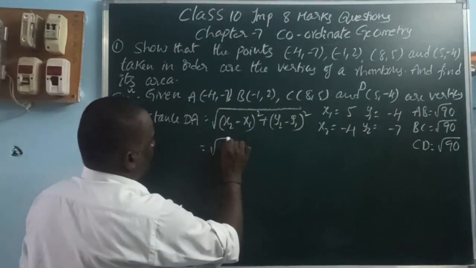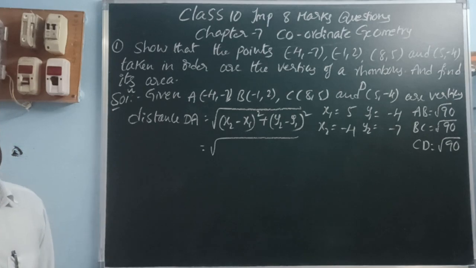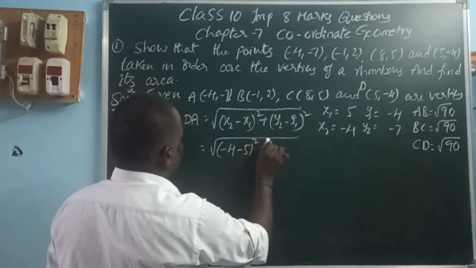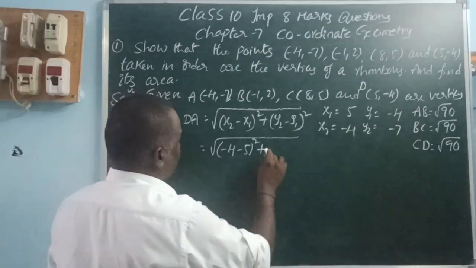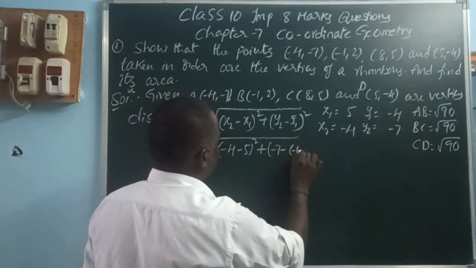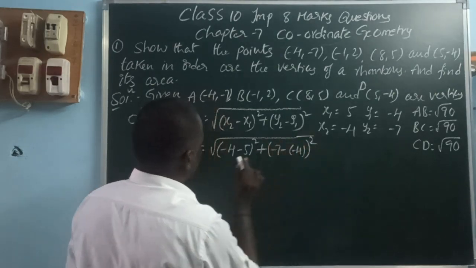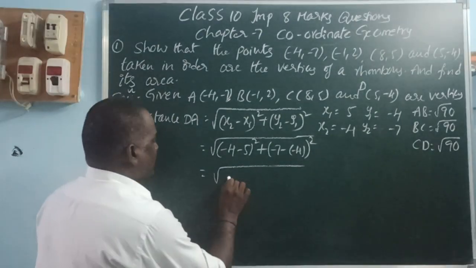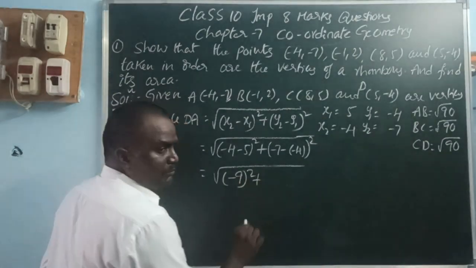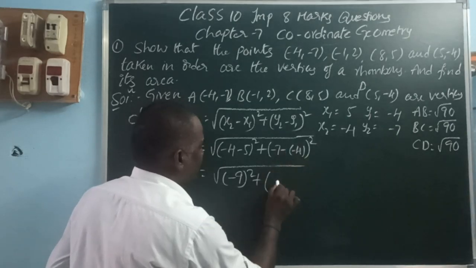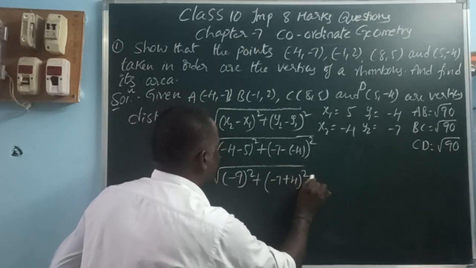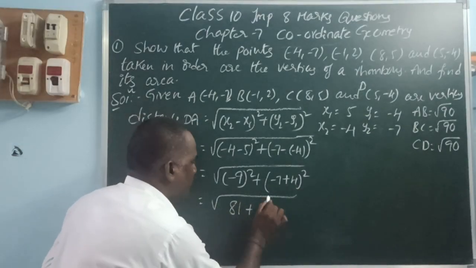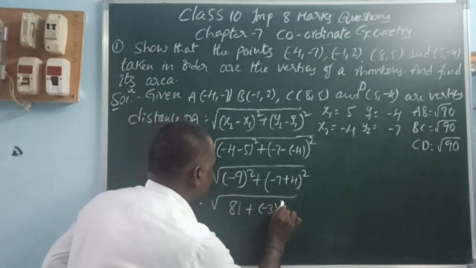So here, x2 minus x1 whole square plus y2 minus y1 whole square. Minus 4 minus 5 whole square. Y2 minus y1, that is minus 7 minus minus 4 whole square. So square root of minus 4 minus 5, minus 9 whole square, plus minus 7 plus 4 whole square. So minus 9 whole square, how much? 81. Minus 7 plus 4, that is minus 3 whole square.